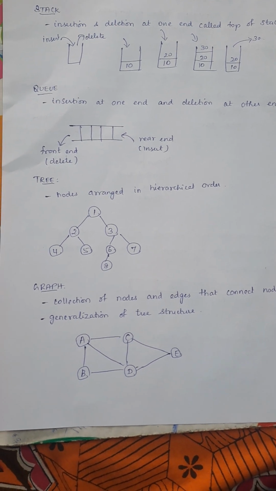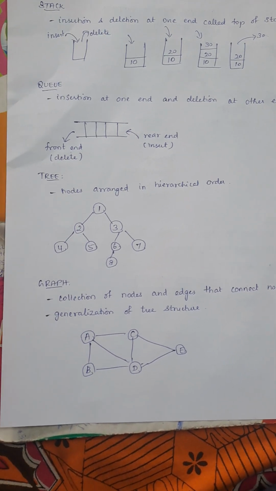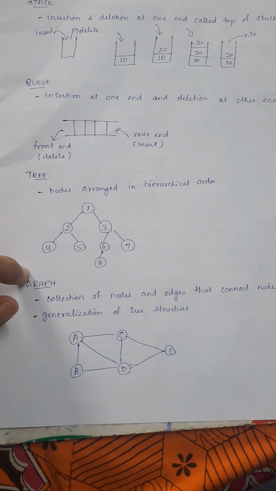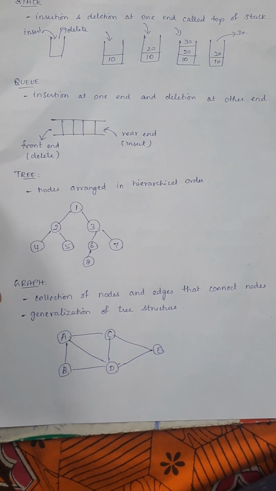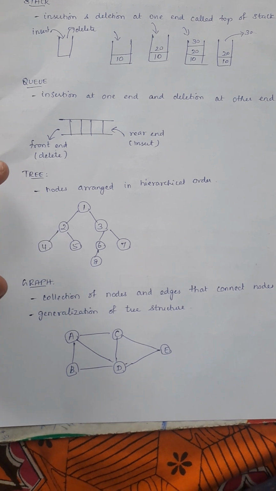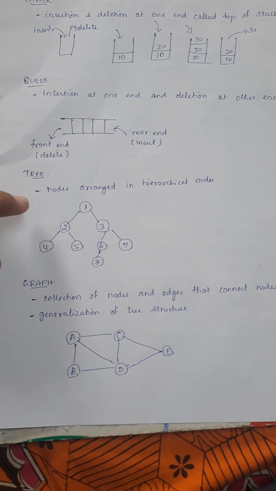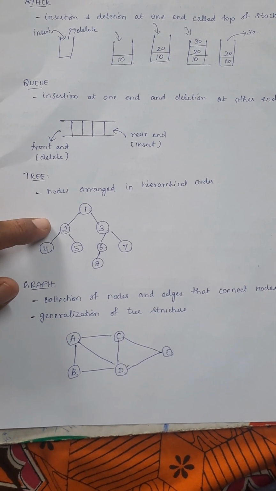And moving on to non-linear data structures. We have two important non-linear data structures, tree and graph. If it is non-linear, elements are arranged in hierarchical order, non-sequential order, non-linear order. So I have given the structure of a tree here.